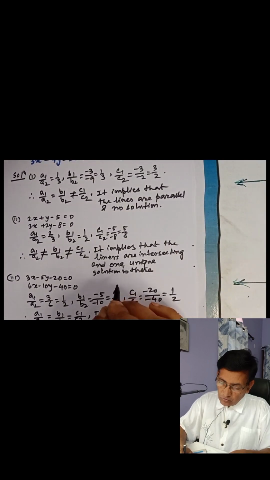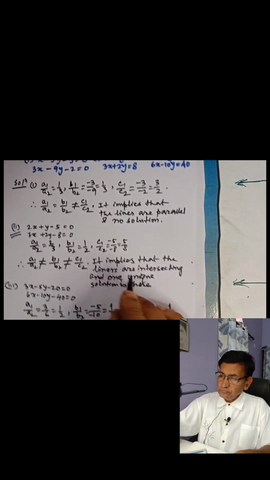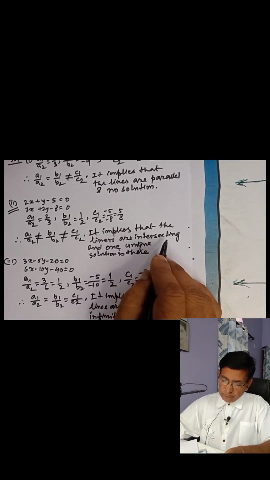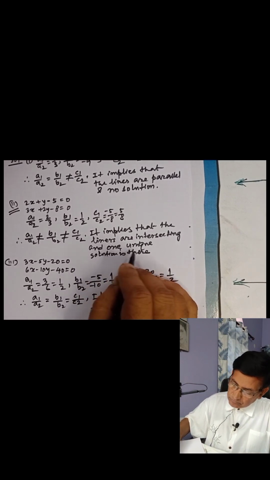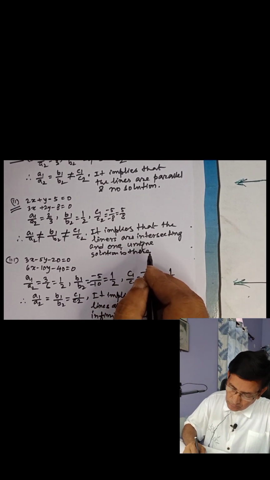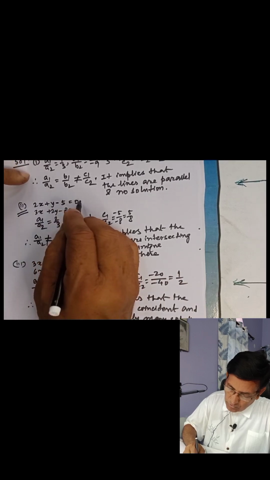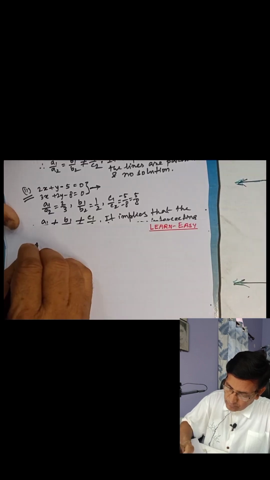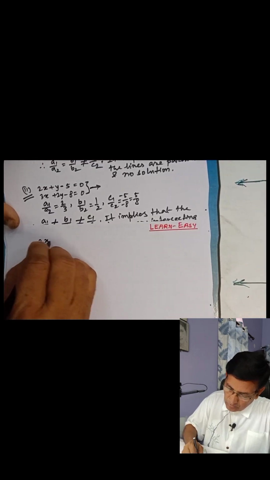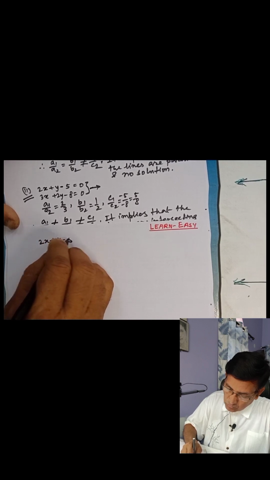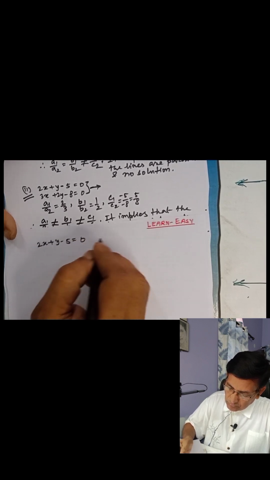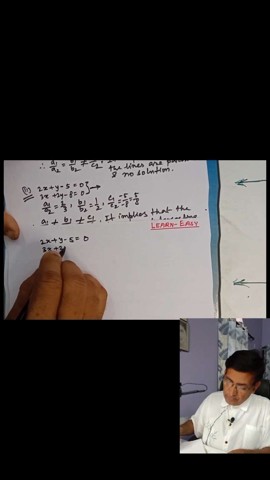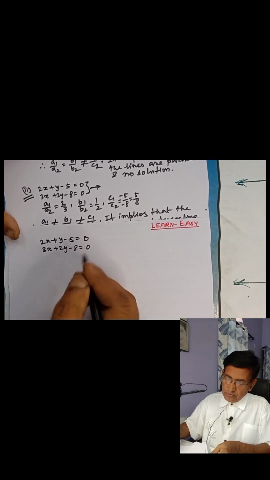Now the third part is, in case there is a unique solution, find it using cross multiplication method. Here in case 2 we have got a unique solution because the lines are intersecting. So the equations of case 2 we will take for cross multiplication. Equations are 2x plus y minus 5 is equal to 0, 3x plus 2y minus 8 is equal to 0.